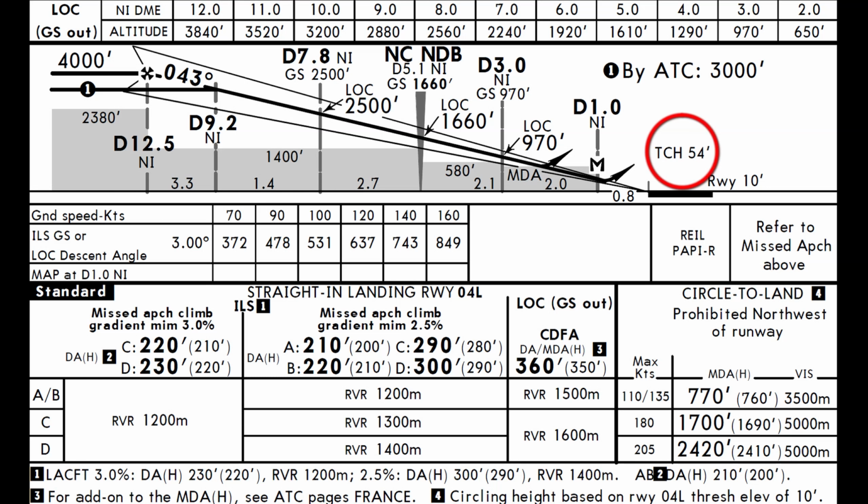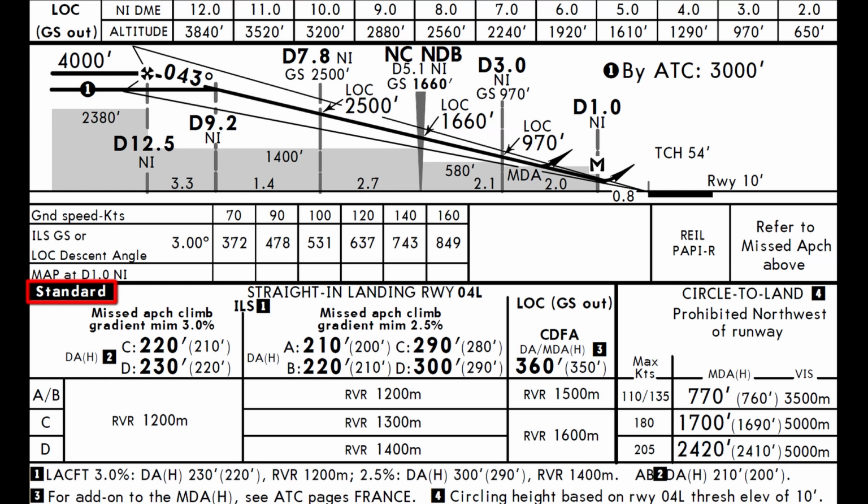Runway threshold crossing height associated with the glide slope is 54 feet. Vertical speeds required for specified ground speeds are listed here. For example, a ground speed of 70 knots requires a descent rate of 372 feet per minute. The ILS has a 3-degree glide slope. MAP is at distance 1.0 from the localizer. PAPI and runway end identifier lights are available.